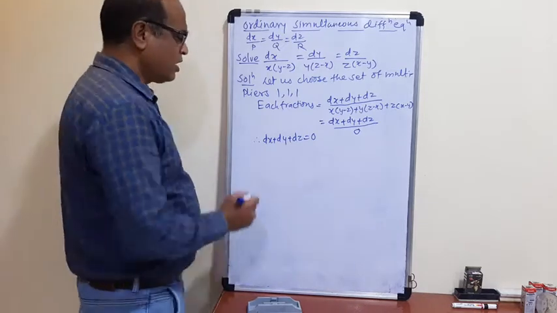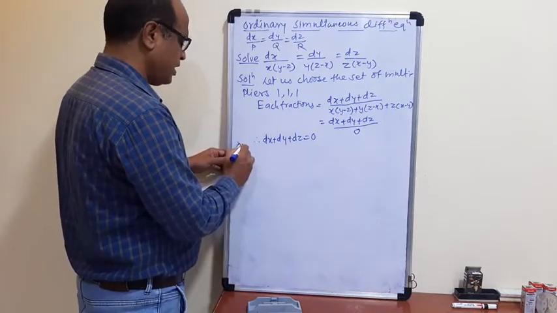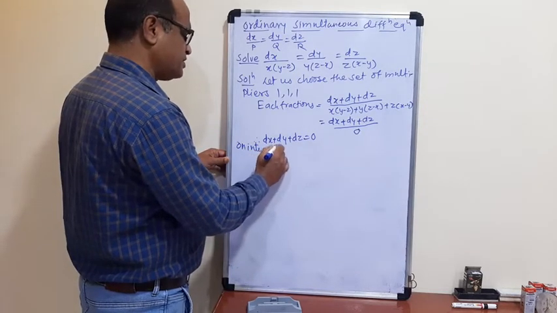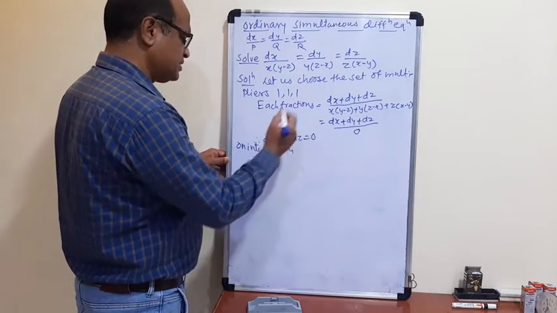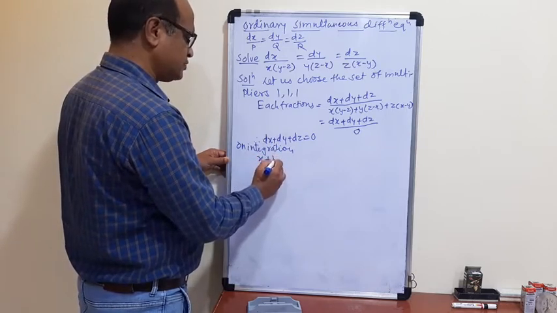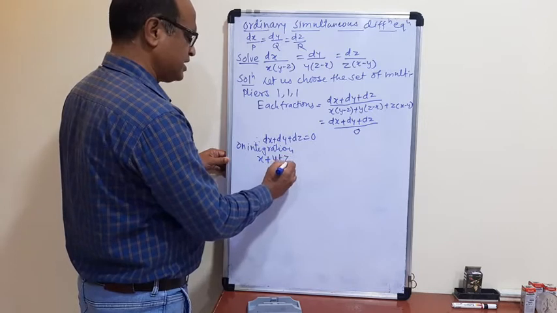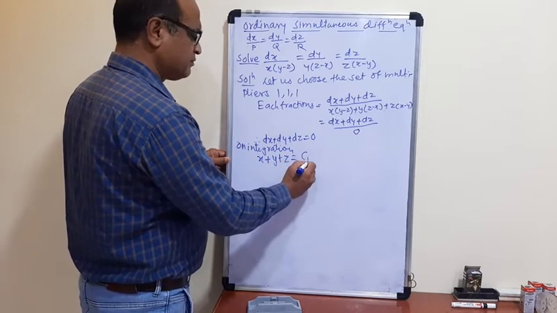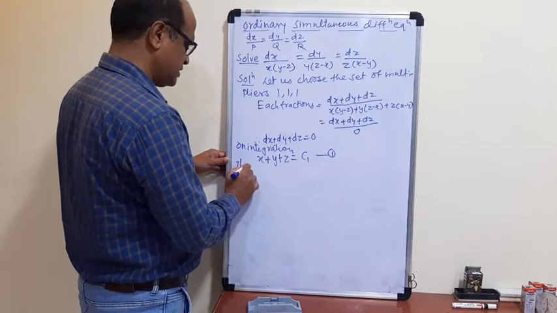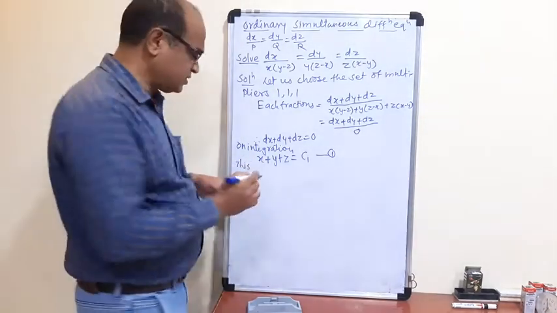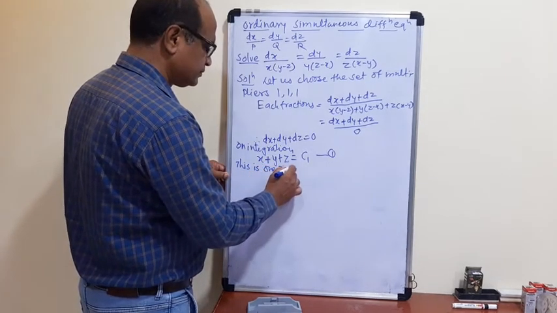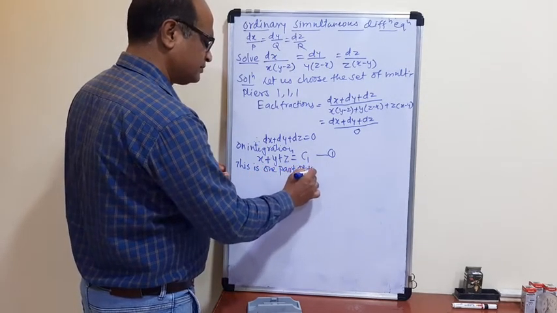On integration, taking the integration of this equation: the integration of dx is x, plus the integration of dy is y, plus the integration of dz is z, equal to an integrating constant c1. So this is one part of the solution, one component of the complete solution.